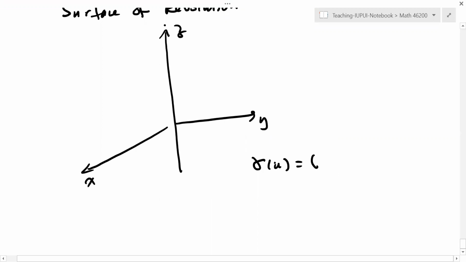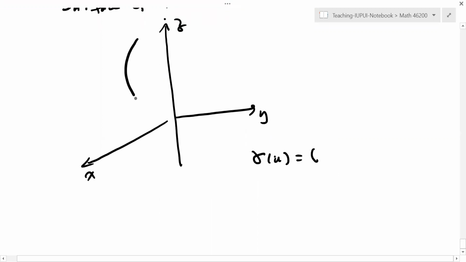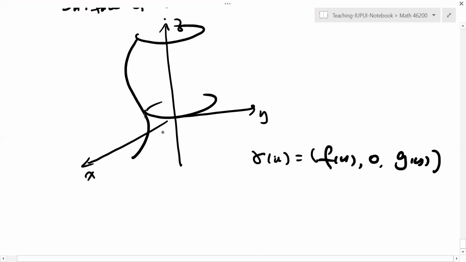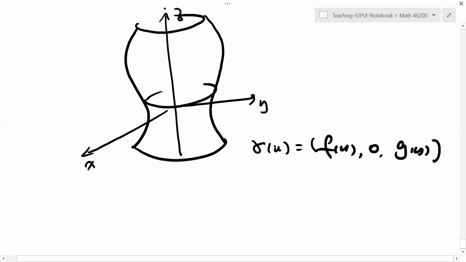All right, let's use this one here. So X would be F of U, Z is G of U. Then I rotate along the Z axis, and I get a surface like that. So the question is, how can I get a parameterization, sigma? I have to write down U and V.